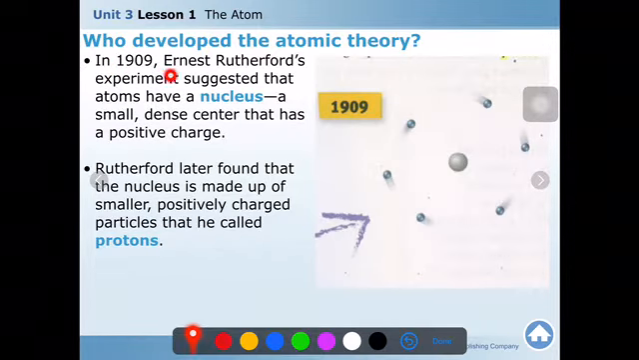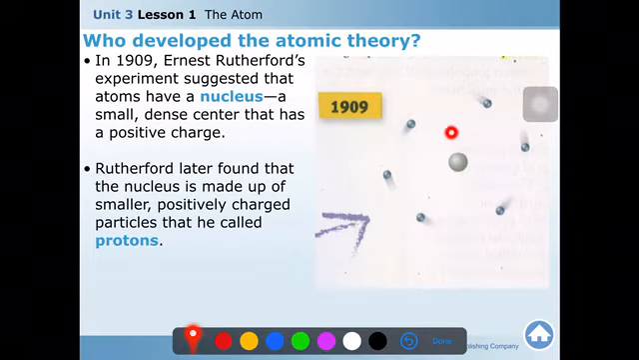In 1909, Ernest Rutherford's experiment suggested that atoms have a nucleus, a small, dense center that has a positive charge. Rutherford later found that the nucleus is made up of smaller, positively charged particles that he called protons. Ernest Rutherford discovered the protons in the center of the atom, in the nucleus. He also mentioned the nucleus firstly among all those scientists. Okay?